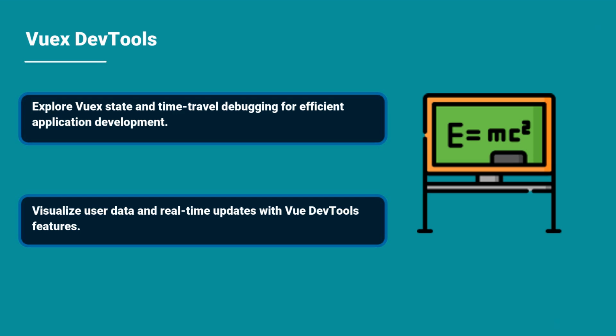But there's more. There's an additional feature in DevTools that's pretty exciting: time travel debugging. What this means is you can actually go back and inspect previous states of your Vuex store after certain mutations have occurred. This is a game changer when it comes to debugging complex applications.